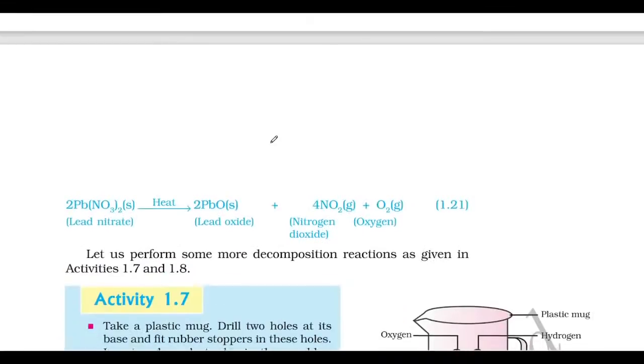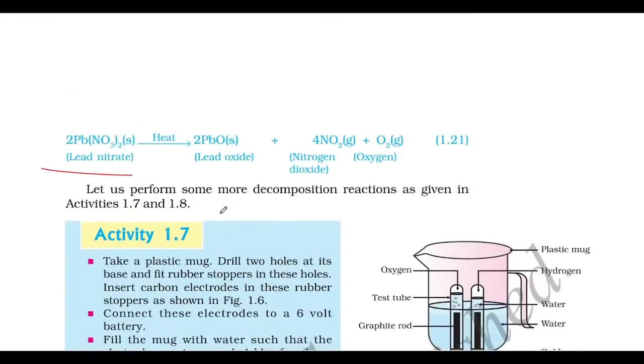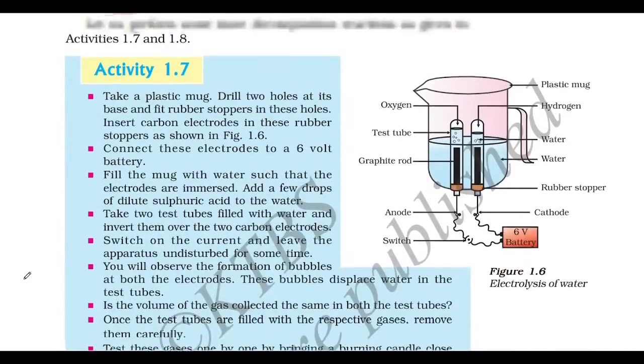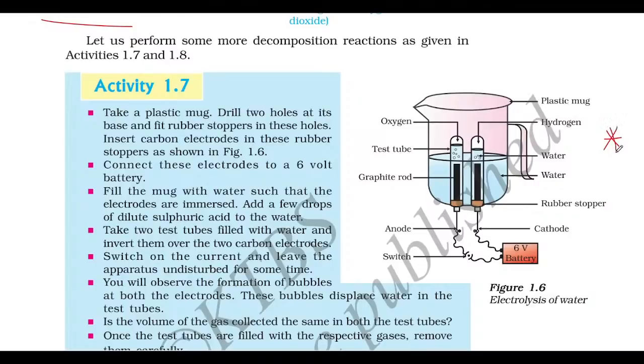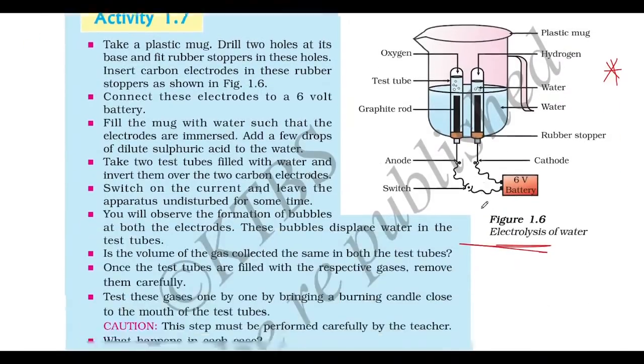We have one more example of thermal decomposition. Lead nitrate on heating gives lead oxide plus nitrogen dioxide plus oxygen: 2Pb(NO3)2 on heating gives 2PbO plus 4NO2 plus O2. All these chemical equations are very important. Do practice them. Also, a very important 3 mark diagram, in case it is asked for 3 marks, is the electrolysis of water. Do practice this.